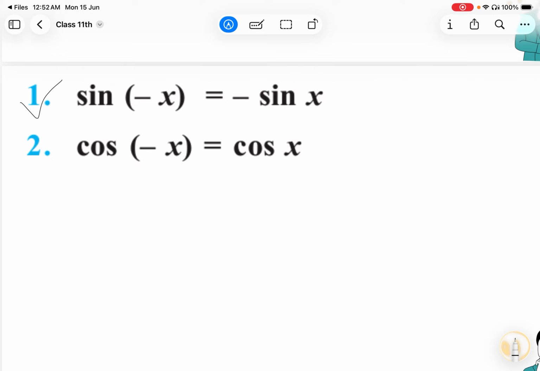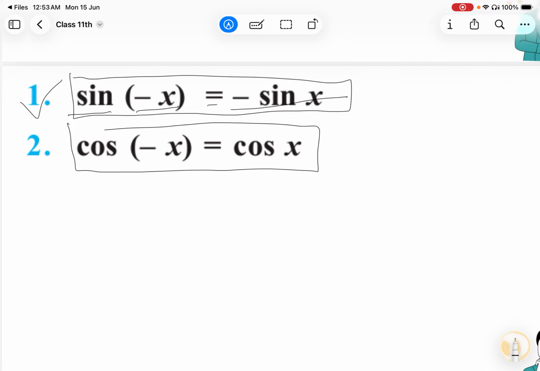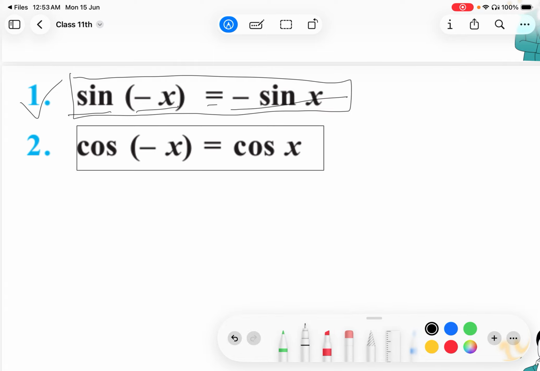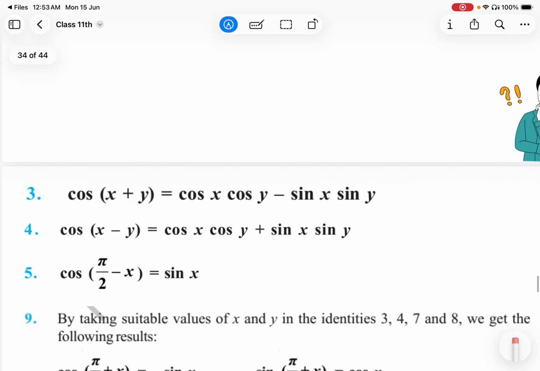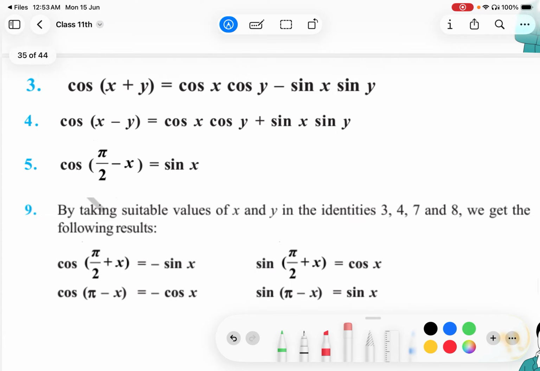This is the first function, where sin(-x) equals -sin x. You have to keep in mind that sin(-x) equals -sin x and cos(-x) equals cos x. Sine cannot digest the minus sign, but cos can digest it, and it is simply cos x.